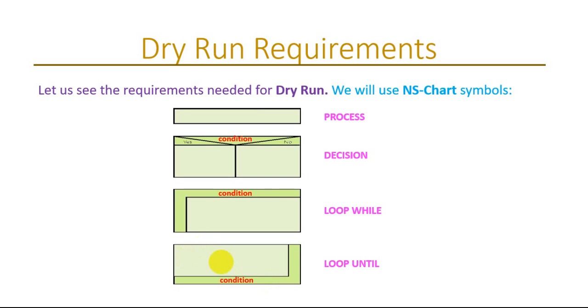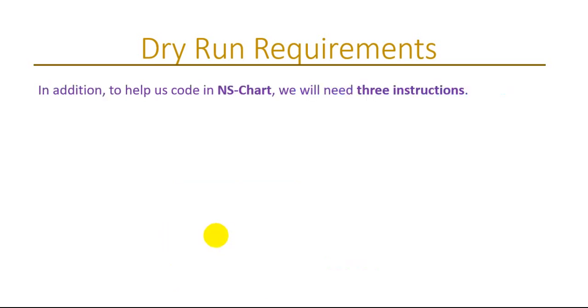But this alone is not enough for us to dry run, because every program will have some instructions to deal with. Okay, there will be a lot of instructions. The NS chart is just a structure. You have to have instructions. So we will take the least amount of instructions necessary for us to understand the programming concepts. So I have selected only three instructions to use in our dry running.